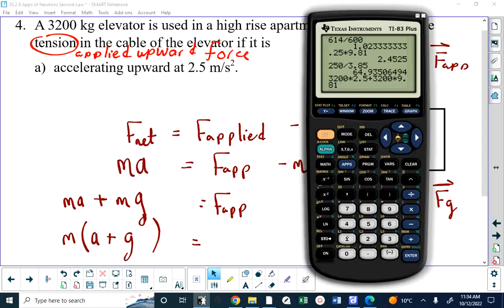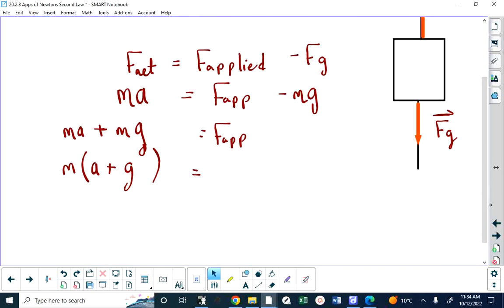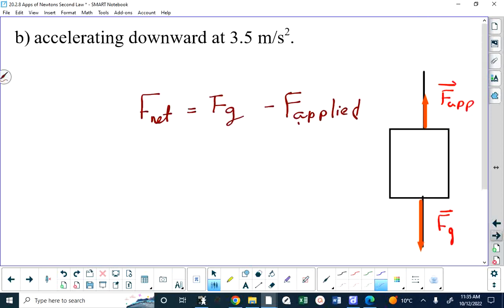So 3,200 times 2.5 plus 3,200 times 9.81 gives me 39,392 newtons. Do you get the same number? Okay, good. If it were accelerating down, then this is the formula.